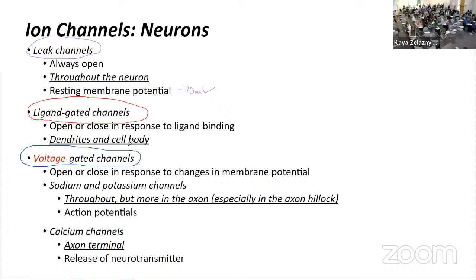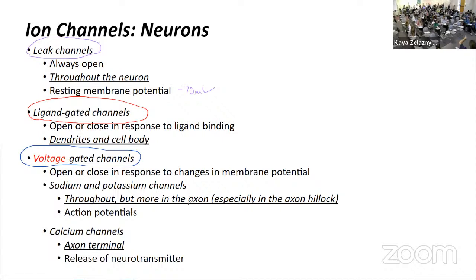We're going to be thinking in our neurons specifically about sodium and potassium channels. So we're going to have sodium voltage-gated channels and potassium voltage-gated channels. And this is what's going to control the phases of our action potential. We're going to see them in the axon, where we send our action potential down the line. We're also going to see them really, really concentrated at that axon hillock.